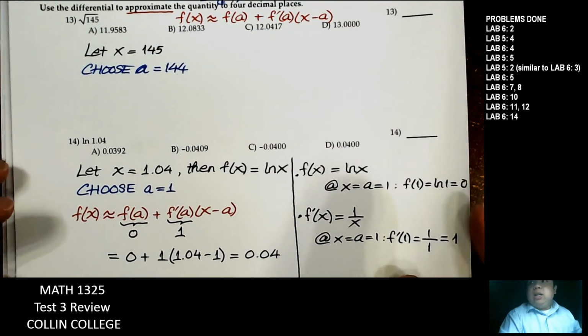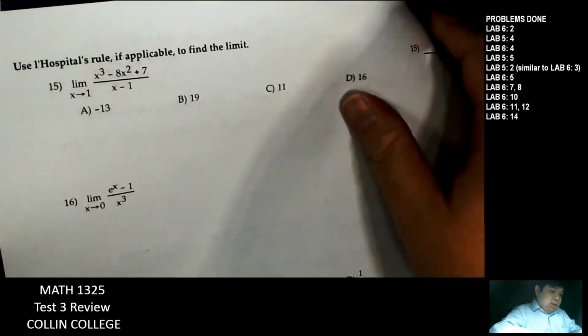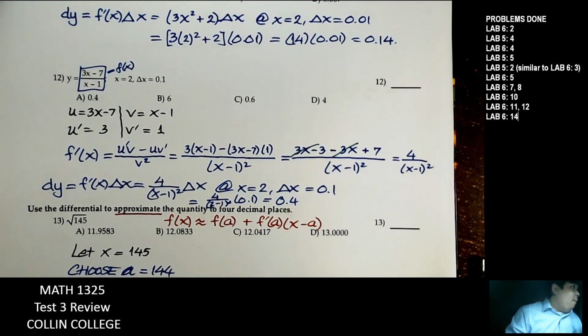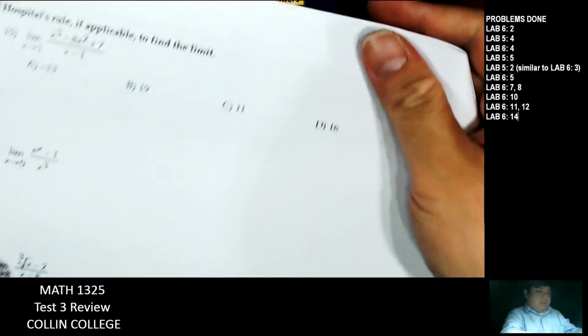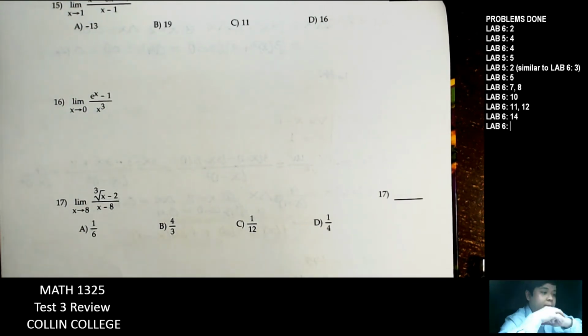Right. On this problem, what we're going to let x equal to, of course, is 145, and we choose a to be 144. And we do the same thing, same formula, find the function and derivative at those points. Also similar to the problem we did in class. Right, so that's 14.